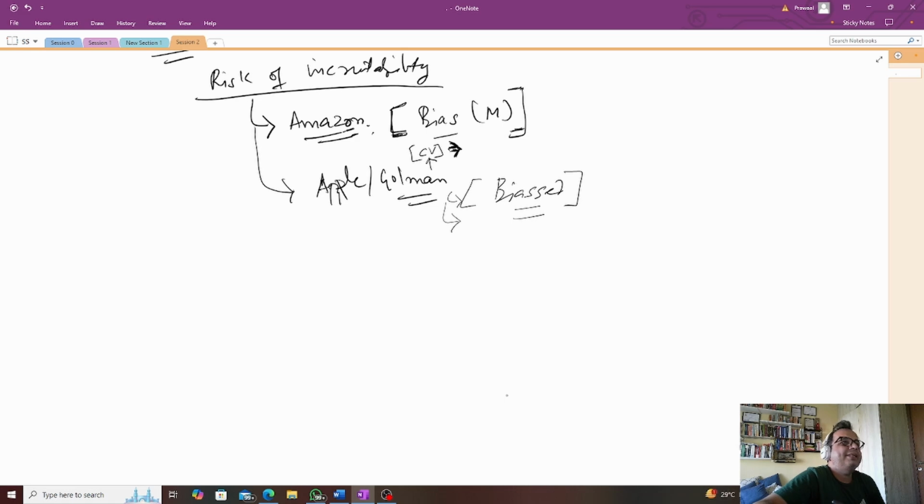But net at the end of the day, there is a risk of inscrutability, and because of which a lot of projects have gone down the drain.